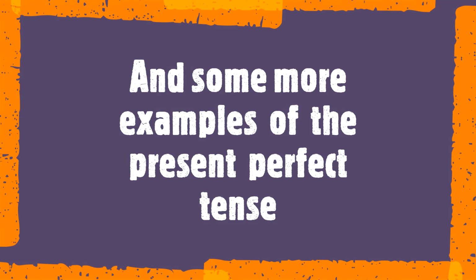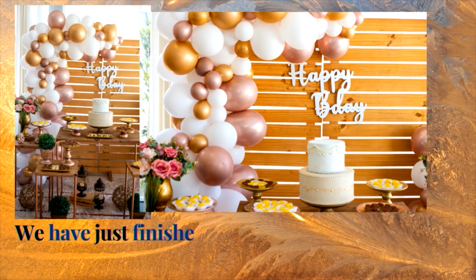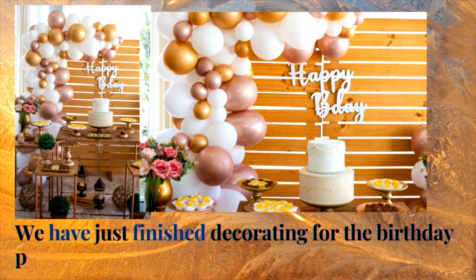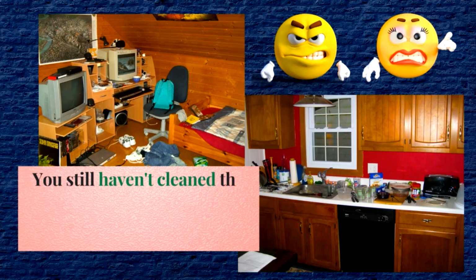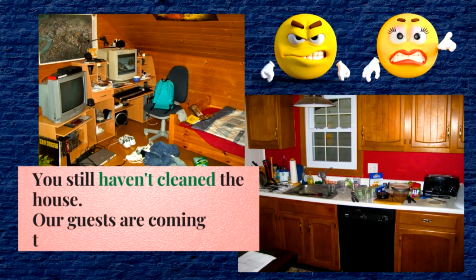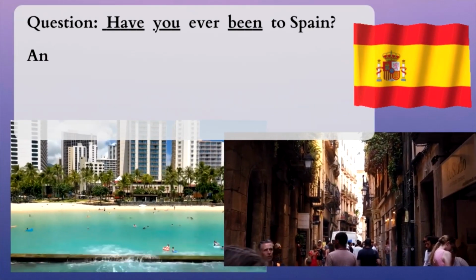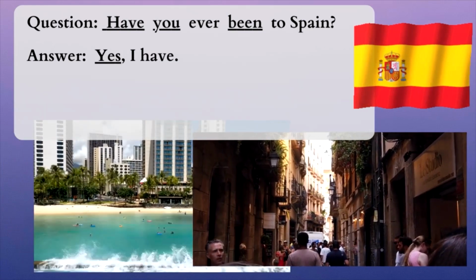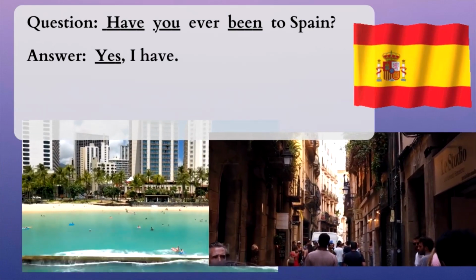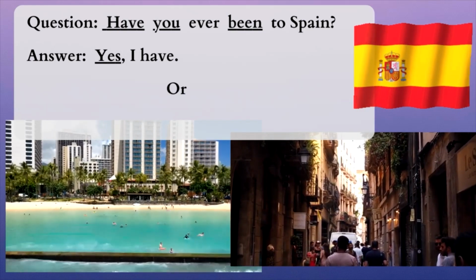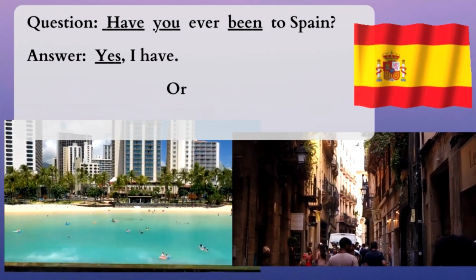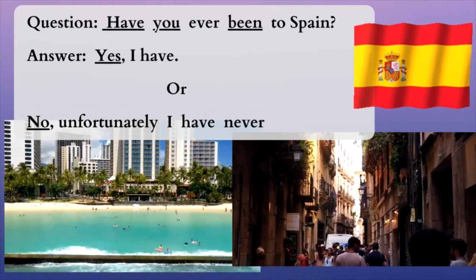And some more examples of the present perfect tense. We have just finished decorating for the birthday party. You still haven't cleaned the house? Our guests are coming tomorrow. Have you ever been to Spain? Yes, I have. Or, if it's a negative answer, you could say, no, unfortunately, I have never been there.